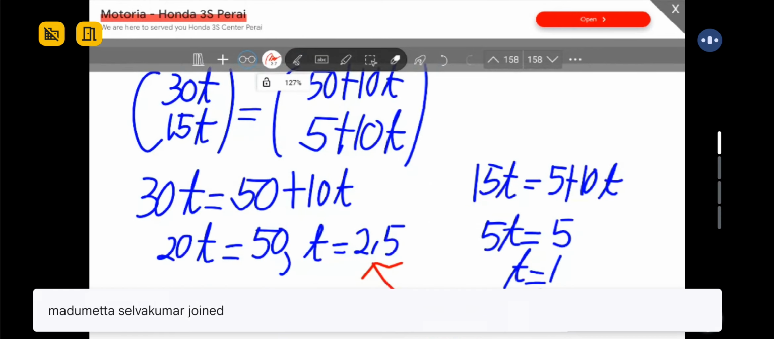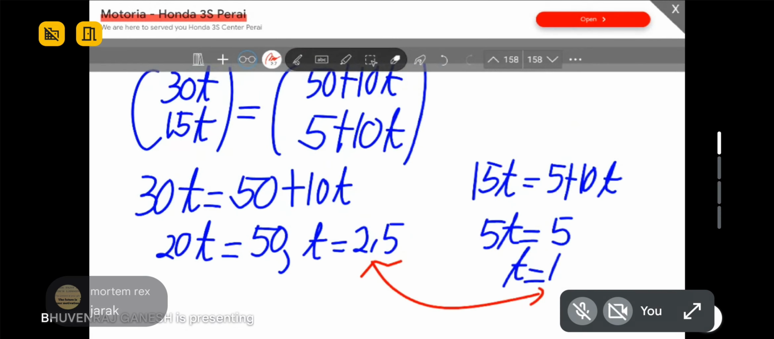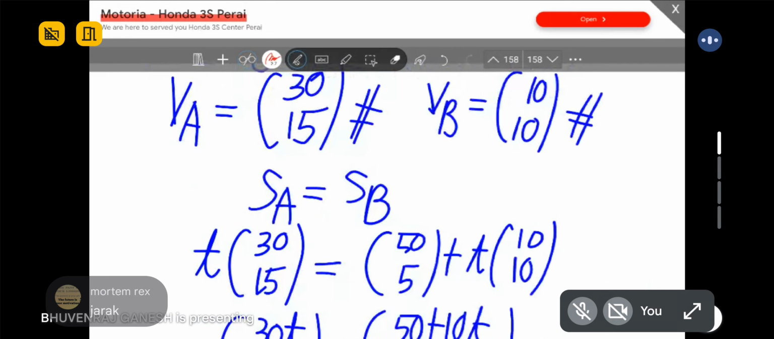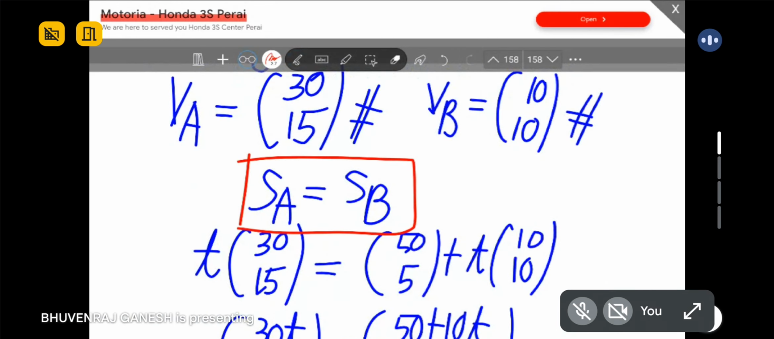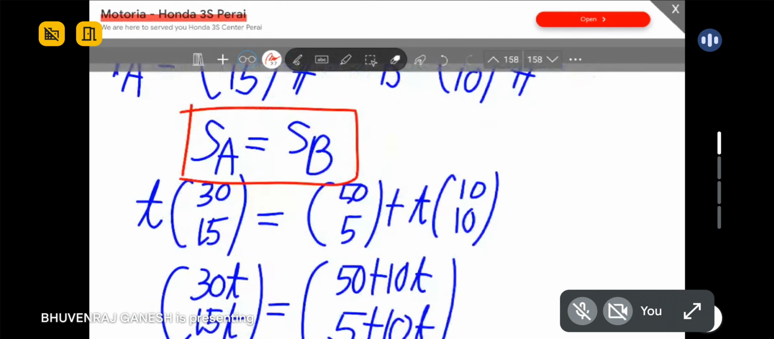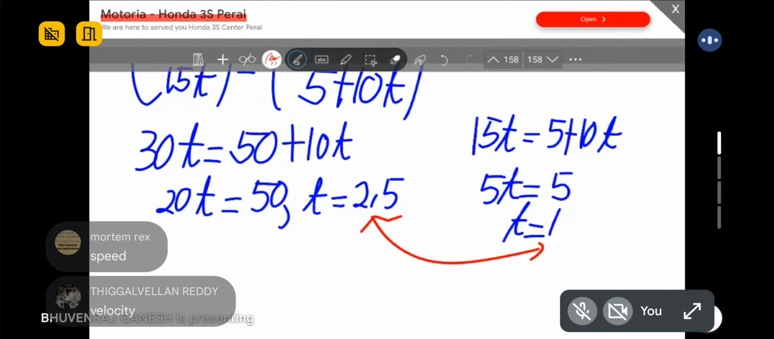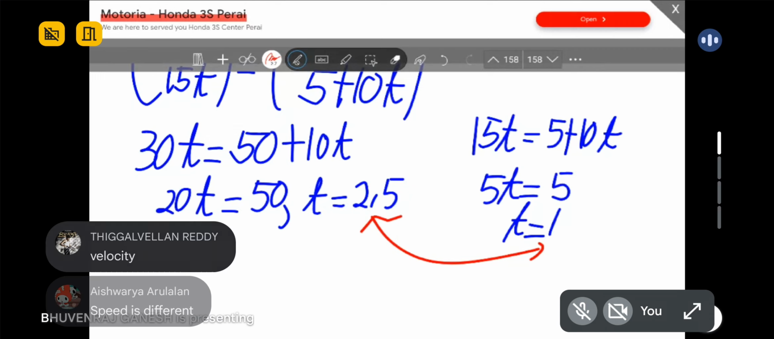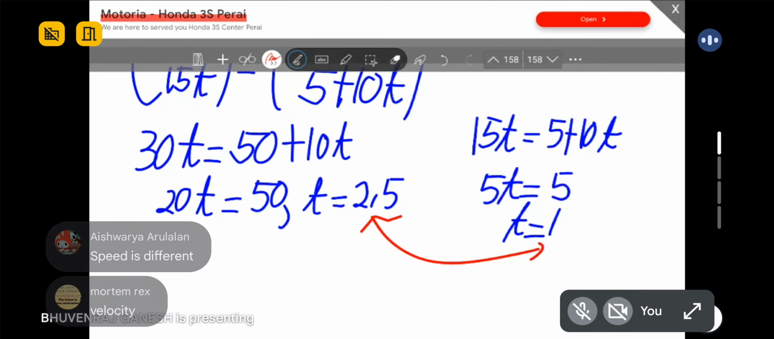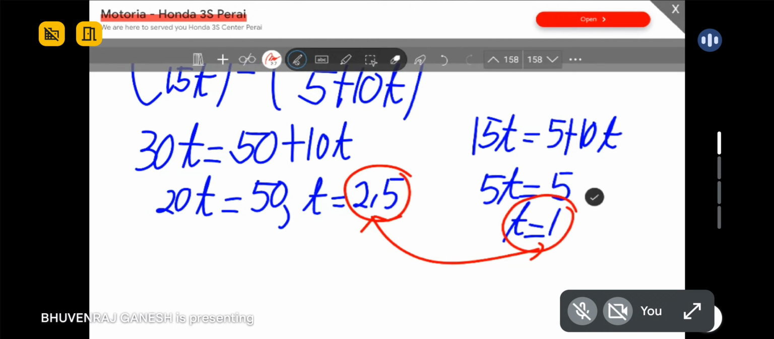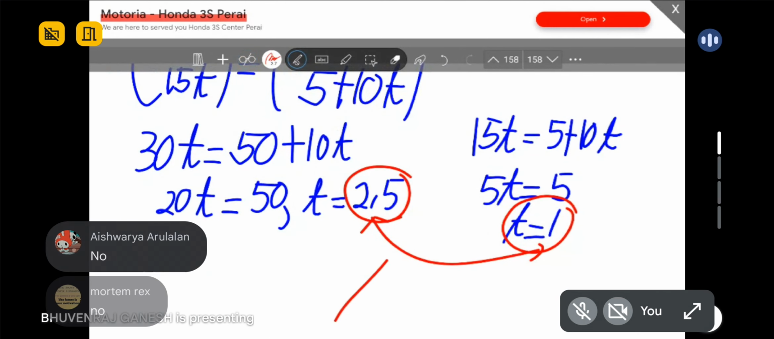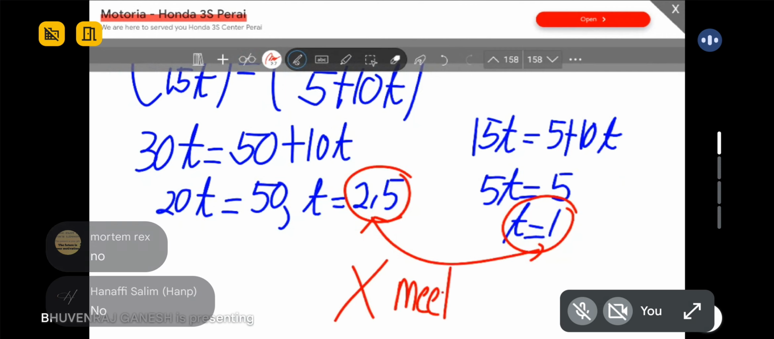Why is it different? No, jarak sama, guys. You see the equation over here, my distance is the same. This is the assumption that I make. But why is the time different? Yes, because the speed is different, guys. Laju berbeza, halaju berbeza. So if you see the time is different, right, logically, will they meet up or not? Yes or no? Adakah mereka bertembung atau tidak? Definitely no lah. No meet up.